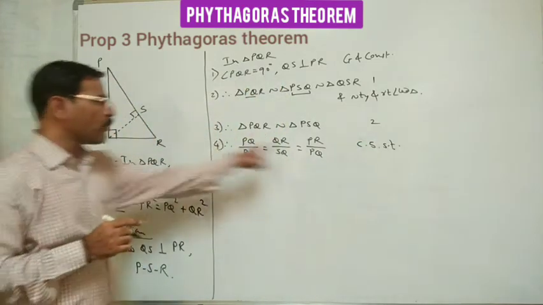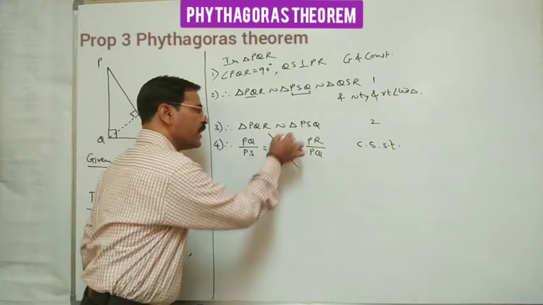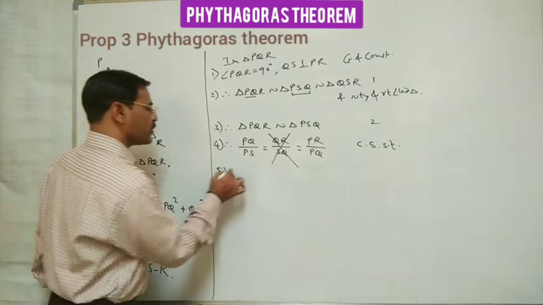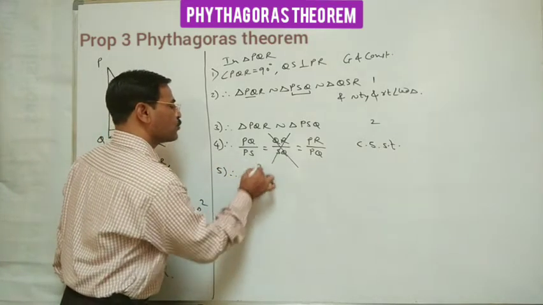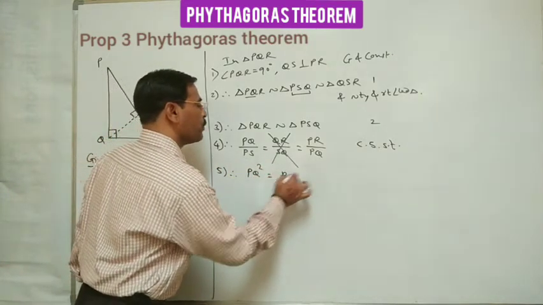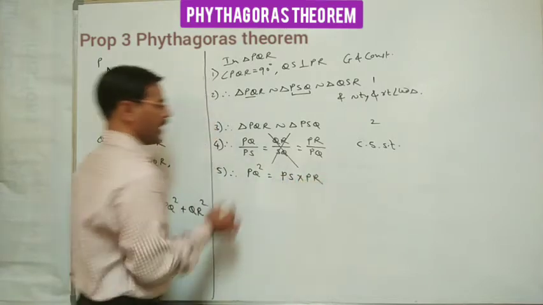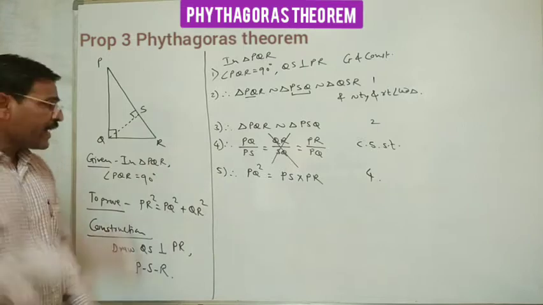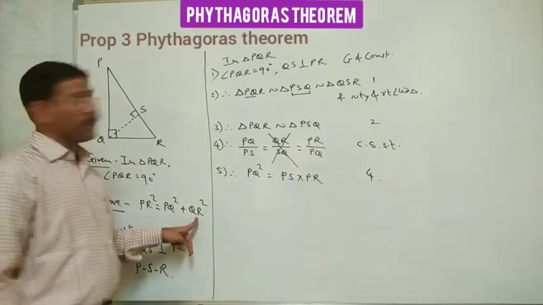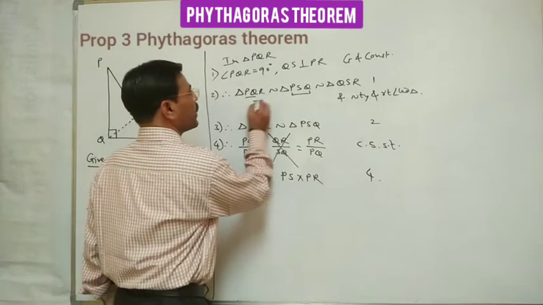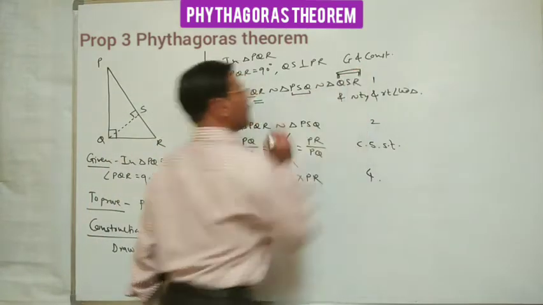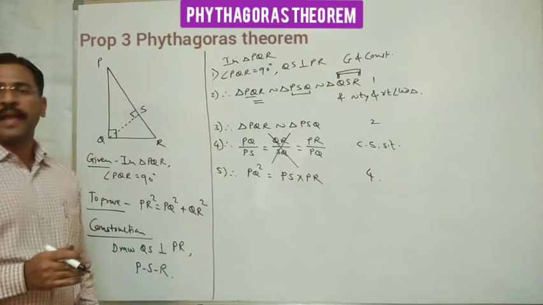See here, PQ and PQ is there, so we don't need to take the middle one. Go with cross multiplication. What will we get? PQ square is equal to PS into PR. This is from 4. Keep this one as it is. Again, we need QR. Where is QR? Here QR, and here it is QR. Yes friends, means the first and third triangle I will take here.